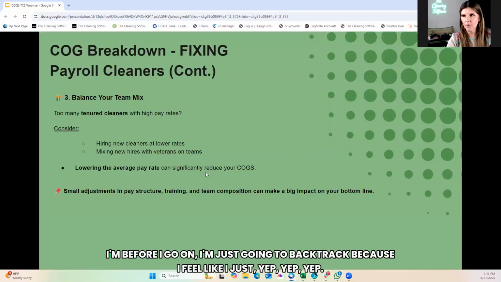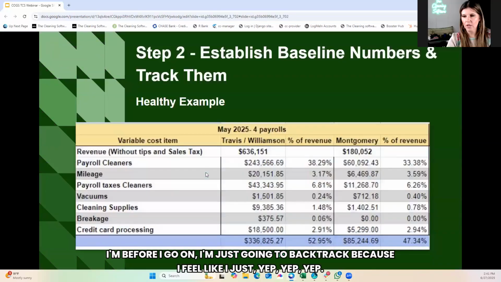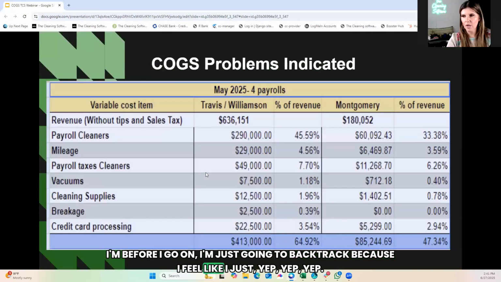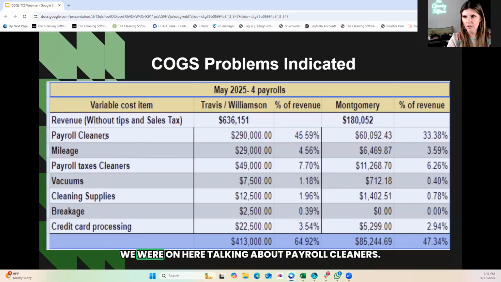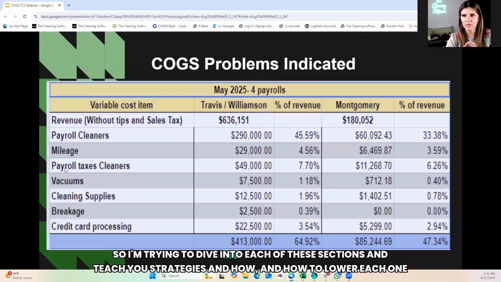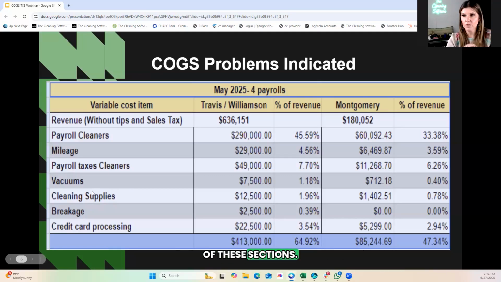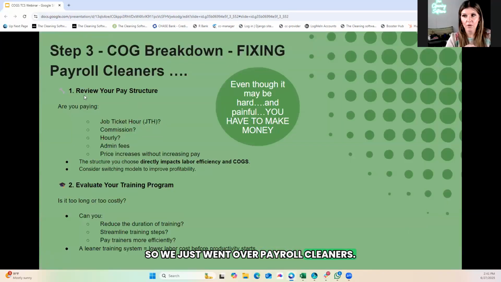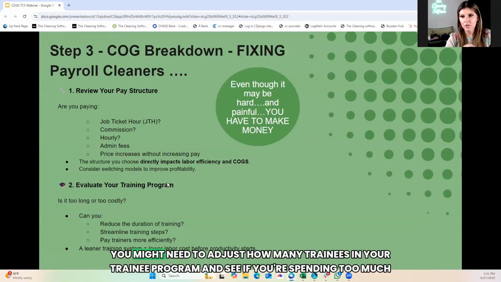So before I go on, I'm just going to backtrack because I feel like I just yap. We were on here talking about payroll cleaners. I'm trying to dive into each of these sections and teach you strategies on how to lower each one of these sections. So we just went over payroll cleaners. You might have to adjust your pay structure. You might have to adjust what you're charging the customer. You might need to adjust how many trainees are in your trainee program and see if you're spending too much money in that.